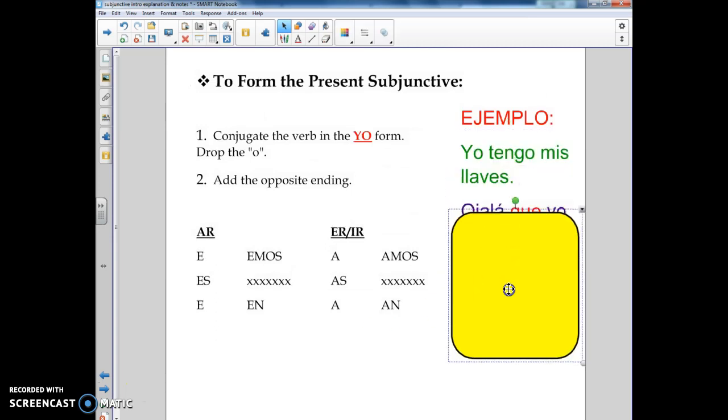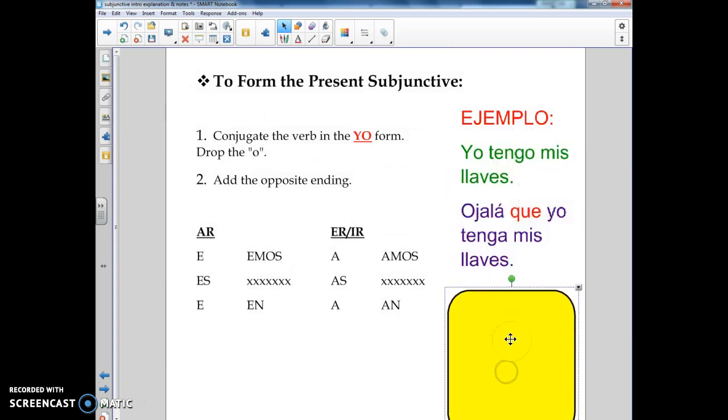Okay, so just to give you another example. Here's an indicative sentence. Yo tengo mis llaves. I have my keys. Okay, the second sentence says, hopefully, ojalá que yo tenga mis llaves. So hopefully is showing some doubt, some uncertainty. Hopefully I have my keys. Now notice this tener form is in the subjunctive.